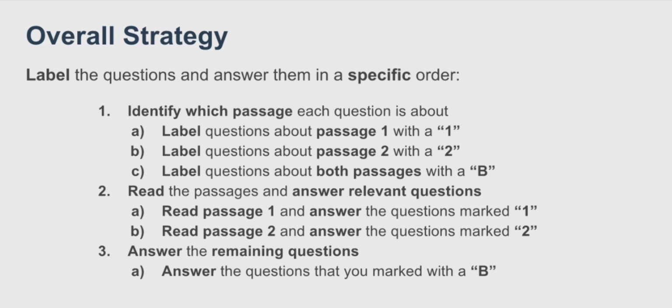Then do the same thing for passage 2. Read the passage and then answer the questions marked 2. Finally, now you've read both passages, now you can answer the remaining questions. You can answer all the questions that you marked with a B. That might require going back to the passages a little bit, but it should be more efficient than doing them all in one lump and kind of jumping back and forth between 1 and 2, 1 and 2, and both.